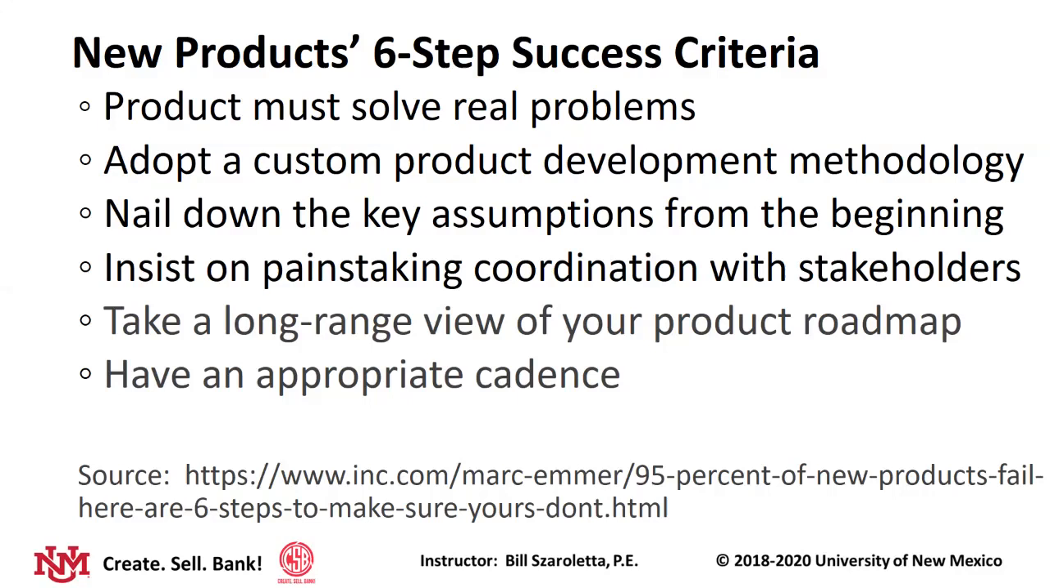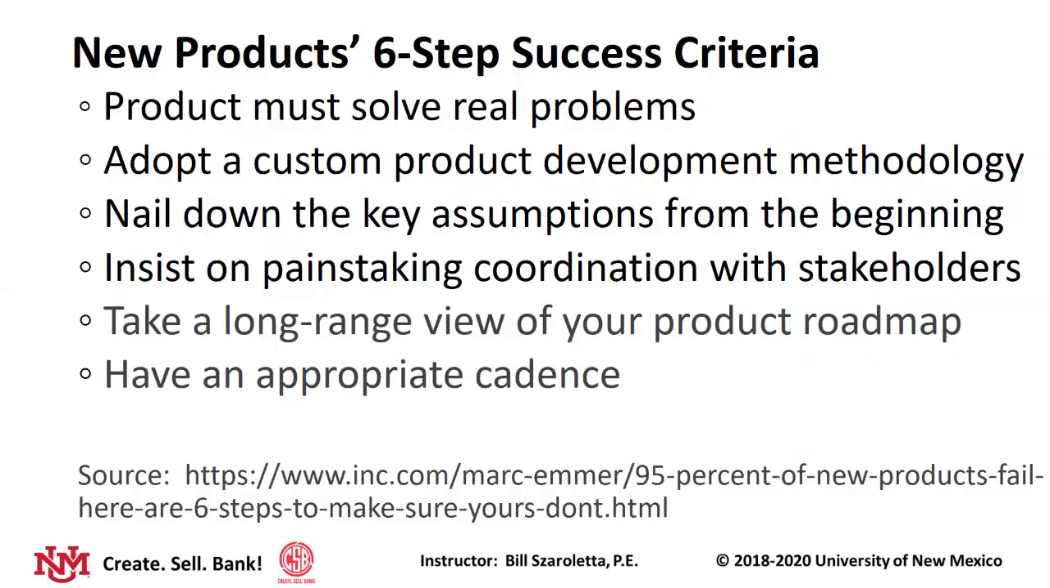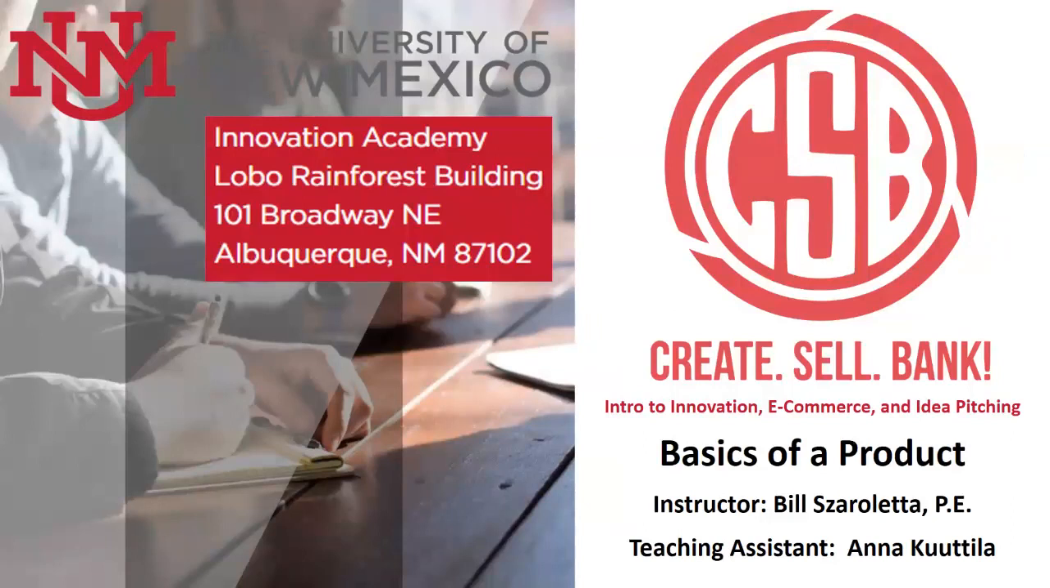And this is the link to those particular criteria. So I just want to go back. 28,500 fail out of 30,000. It's amazing, but I would hypothesize that the 1,500 that do succeed follow these 6-step criteria very, very closely. So that's been a short module on the basics of a product. Thank you.